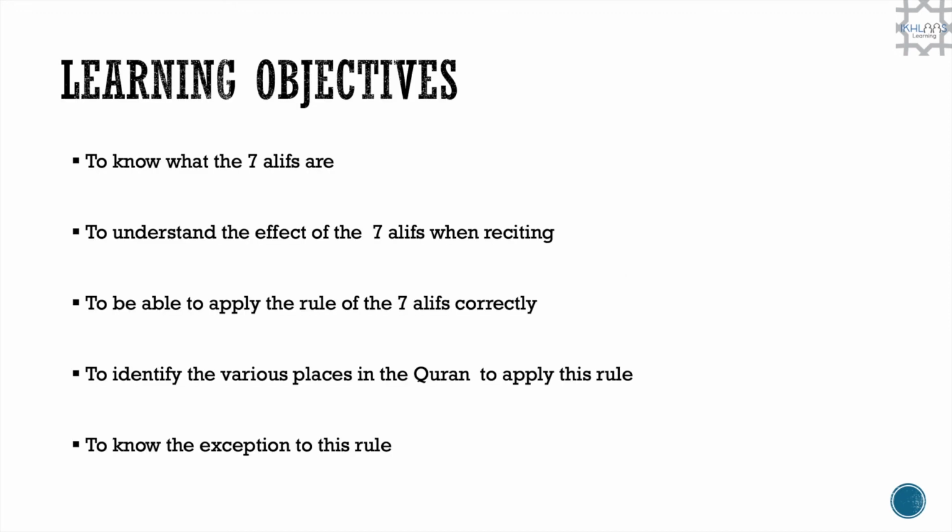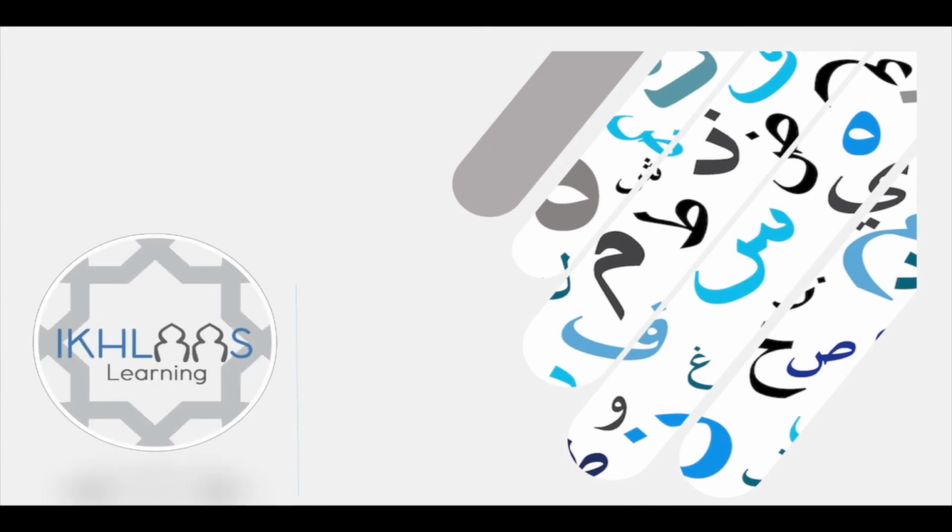So what have we learned in this lesson? We know what the 7 alifs are. We understand the effect of the 7 alifs when reciting. We are able to apply the rule of the 7 alifs correctly. We can identify the various places in the Quran to apply this particular rule, and we know the exception to this rule.